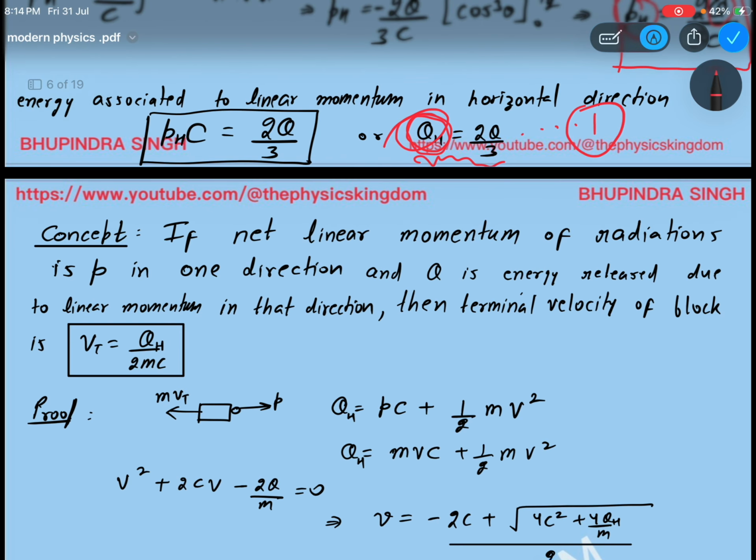Suppose only energy is associated with a particular photon in the horizontal direction. Then the terminal velocity of the body will be this. So QH is the energy emitted. Now I am showing separately the horizontal direction. Total energy emitted will be the energy of the photon plus the kinetic energy of the block.